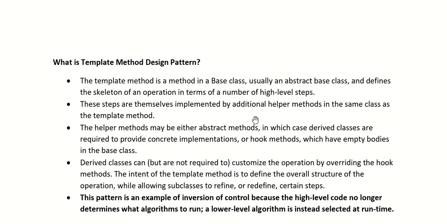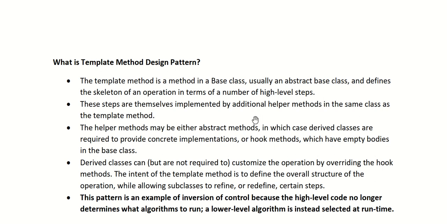The template method is a method in a base class, usually an abstract base class, and defines the skeleton of an operation in terms of a number of high level steps. These steps are themselves implemented by additional helper methods in the same class, that is the abstract base class, as the template method itself. The helper methods may be either abstract methods, in which case derived classes are required to provide concrete implementations for them, or hook methods which have empty bodies in the base class. Derived classes can customize the operation by overriding the hook methods.